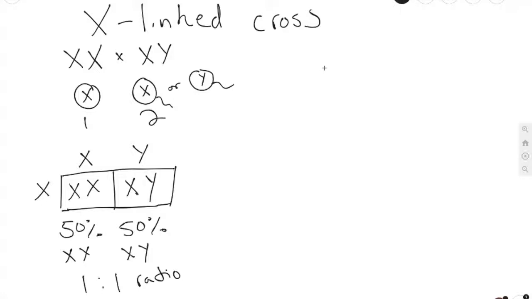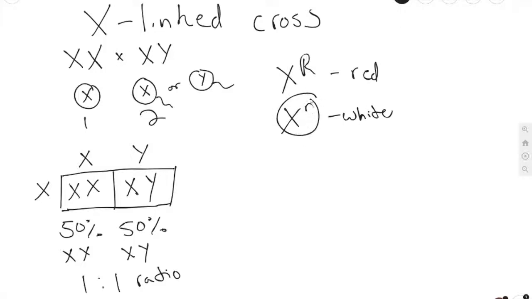When traits are linked to a chromosome, a lot of the time we will write them as a superscript. In the trait we're looking at in the fruit flies, the Drosophila, we looked at red eyes. So big R is red, only it looks like it's stuck on the X chromosome. The mutant type was white eyes. That's also going to be on the X chromosome, but it's going to be recessive. So X^r is going to be the white. And this just tells me that this trait for red or white eyes is on the X chromosome.